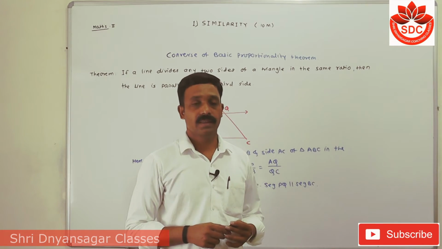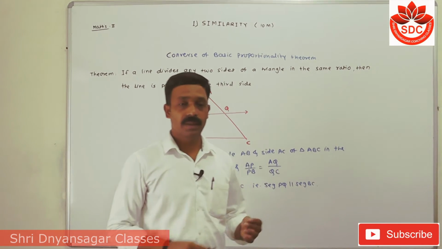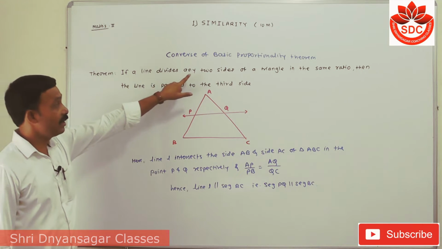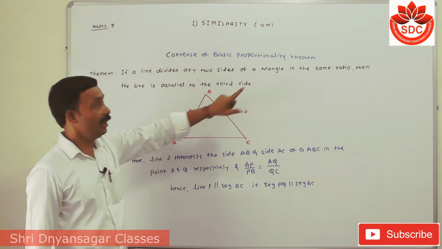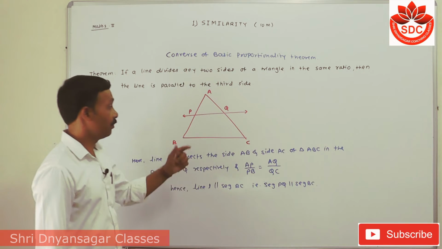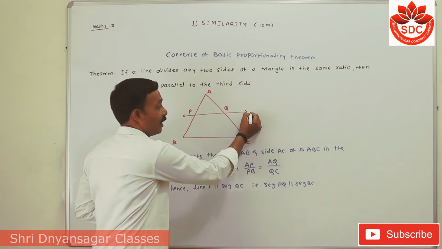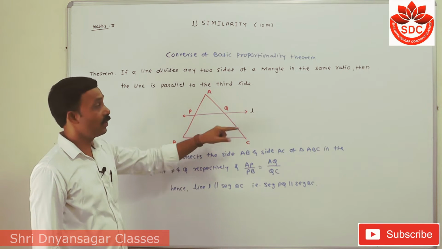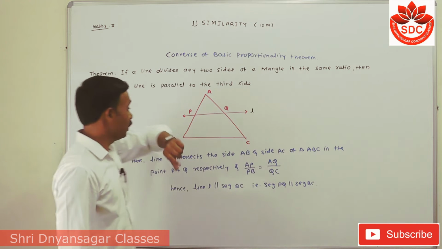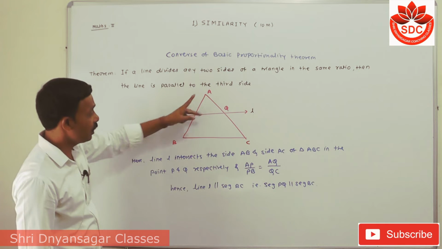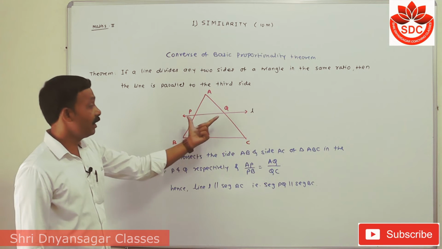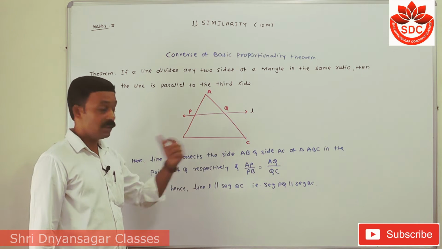Let's take the converse of Pythagoras theorem. The statement of this theorem is that if a line divides any two sides of the triangle in the same ratio, mean that this line, suppose that line L divides these two sides into distinct points P and Q in the same ratio. In the same ratio means that this ratio is equal in given. Then the line is parallel. Then this line is parallel to this side BC.